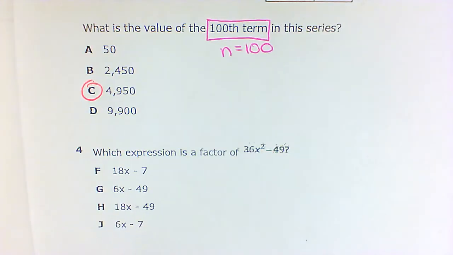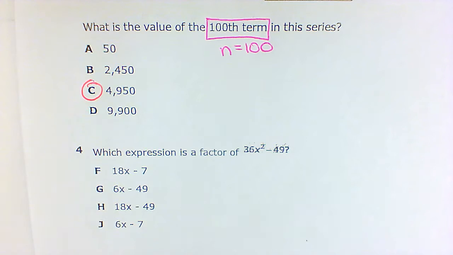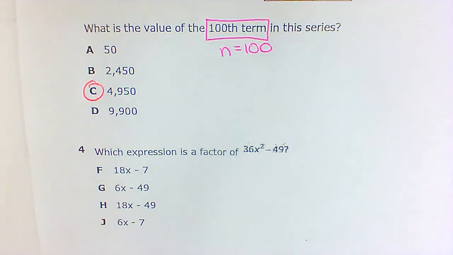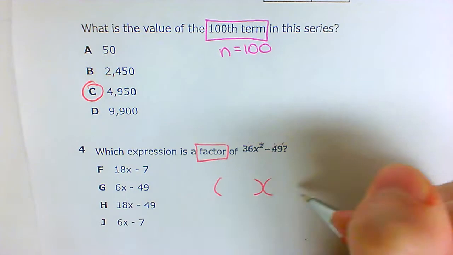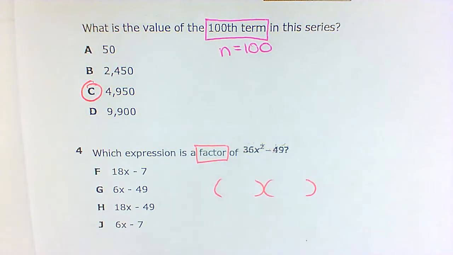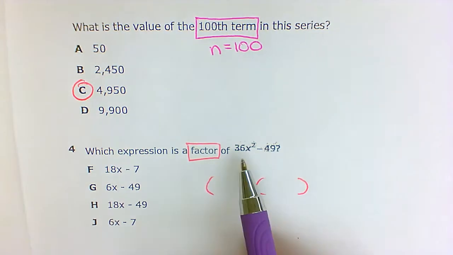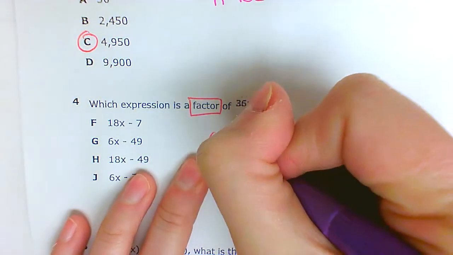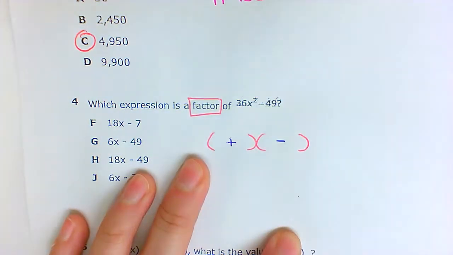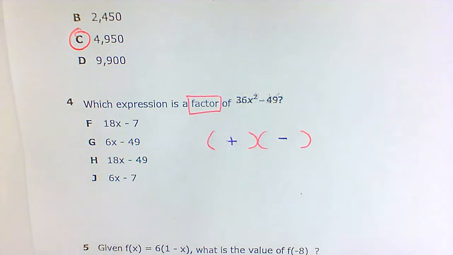Okay. Now number 4. Which expression is a factor of 36x squared minus 49? Okay, factoring. That's when we're going to turn it into those two sets of parentheses. Now, in order to factor something like this, when it's only two terms, that's a difference of squares. You have to have a positive one and you have to have a negative one. But other than that, all you need to do is take the square root of each term.